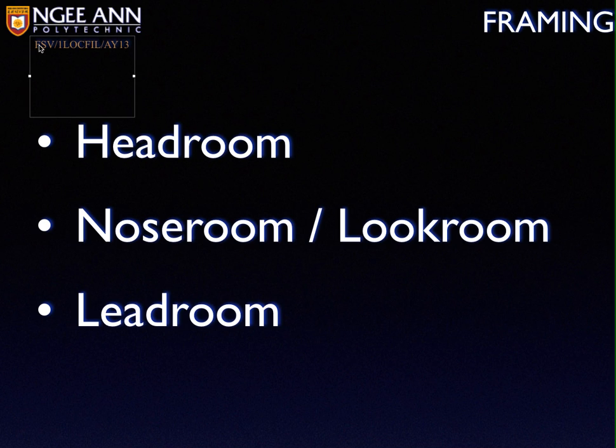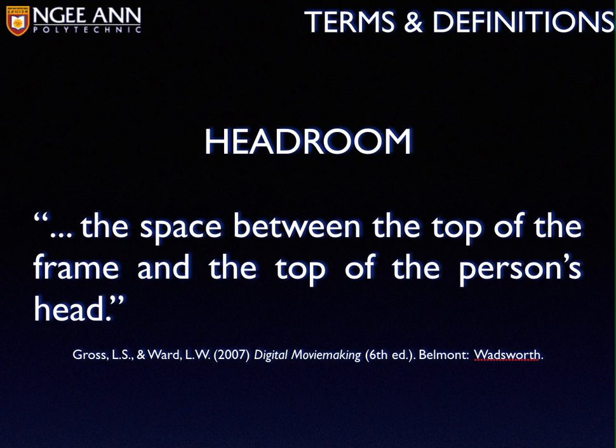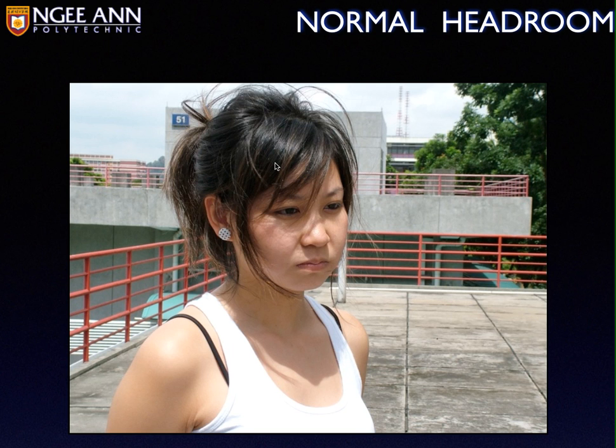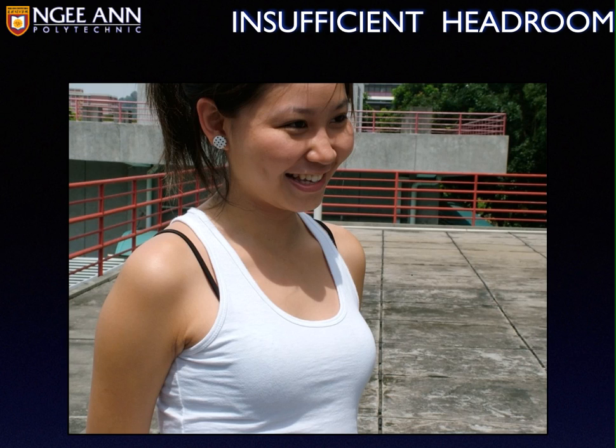You have to look out for headroom, nose room, look room, and lead room. So what are they? Headroom is basically the space between the top of the frame and the top of the person's head. Now, if you notice this particular girl, she has what we call ample headroom. There is enough space between her head and the edge of the frame. But if you bring the camera down, the head is cut off. If she is looking up, we might cut off her eyes. And below, we are just focusing on the wrong thing. So this is very inefficient headroom.